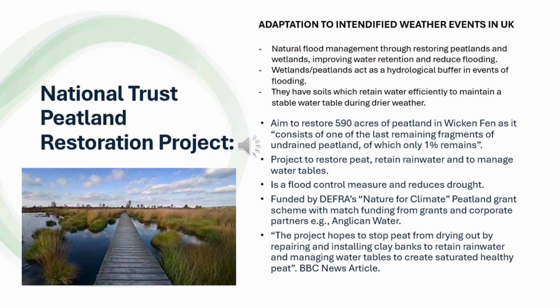Weather events caused by a warmer climate from global warming increase the energy driving evaporation, increasing the amount and intensity of precipitation as a result. This can overwhelm soil water stores as their field capacity is maximised. The National Trust is implementing the National Trust Peatland Restoration Project. This natural climate adaptation strategy aims to restore 590 acres of peatland in Wicken Fen, as it acts as a hydrological buffer in events of flooding to intercept rainfall and store it more efficiently than other stores in the cycle. Retaining rainwater and managing water tables is crucial in flood control and drought protection.